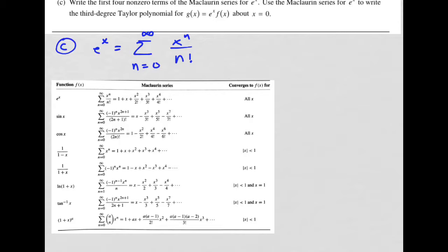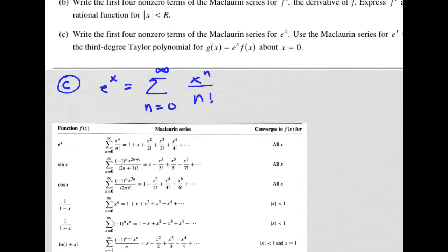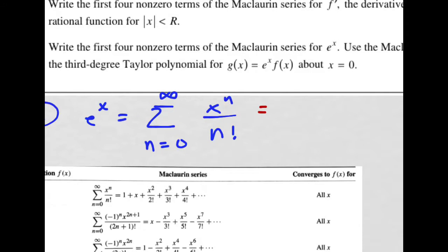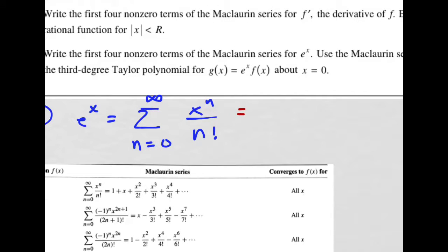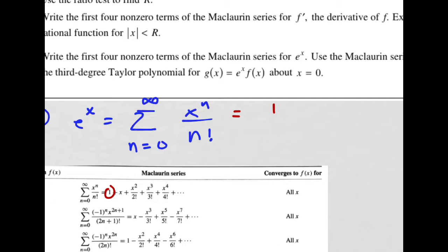No, I'm not. Okay, so this says just write the first four terms. Well, there it is. I could just use this, plug in 0, or I could just copy that down. Let's plug in 0 as an exercise. x to the 0 is 1, over 0 factorial, which is 1. So 1 is the first term.